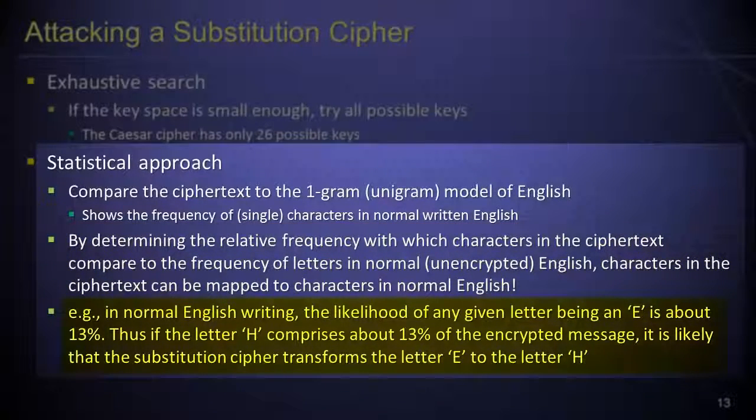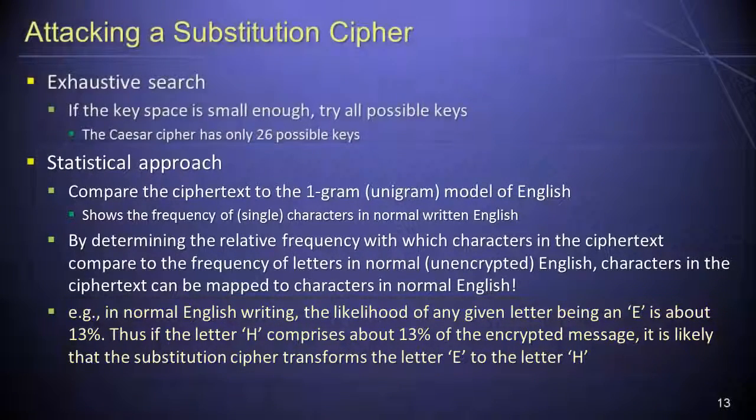In normal English writing, for example, the likelihood of any given letter being an E is approximately 13%. Thus, if the letter H comprises approximately 13% of a message that has been encrypted using a substitution cipher, then it is likely that the substitution cipher transforms the letter E into the letter H. In general terms, this approach to cryptanalysis is called a frequency analysis.